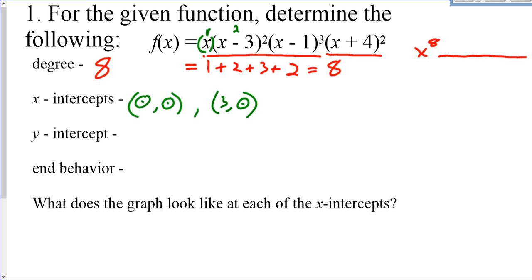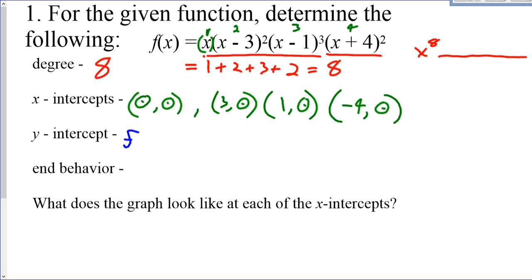From this one, the third one, I'm going to have an x-intercept of 1, so it's going to make that 0. And I can see from this fourth one that negative 4 makes it 0. So I know that the graph is going to cross or at least touch at all those places, and those are going to be my x-intercepts. Well, to find my y-intercept, I just let x be equal to 0.